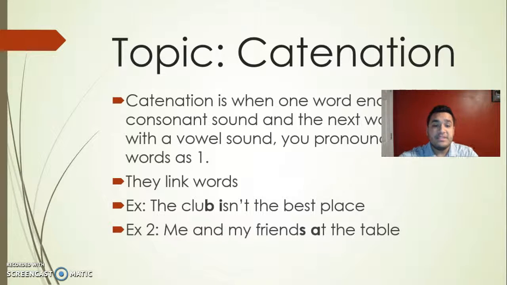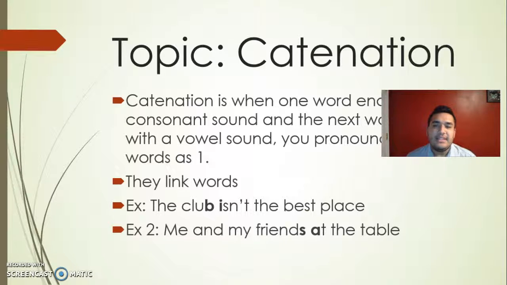Alright? As you can see, club and isn't right there would be a perfect example of catenation. Club ends with a B, and B is a consonant. Isn't, obviously, starts with an I, and that is a vowel. So right there, it's a perfect example. One ends with a consonant, the other one begins with a vowel. So you would not say the club isn't the best place. You would say the club isn't. Club isn't. Alright? It rolls off your tongue.